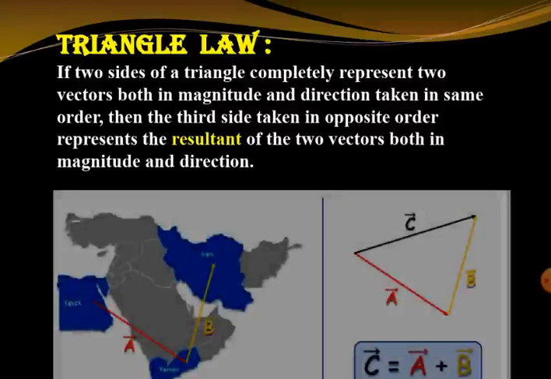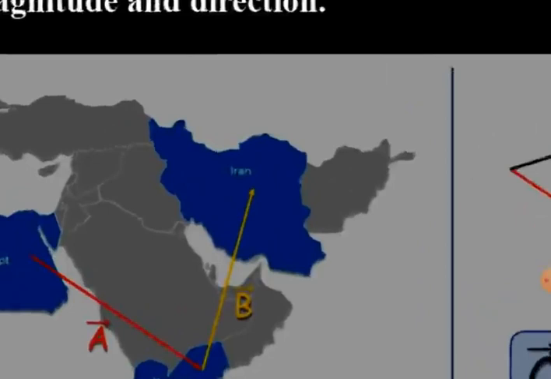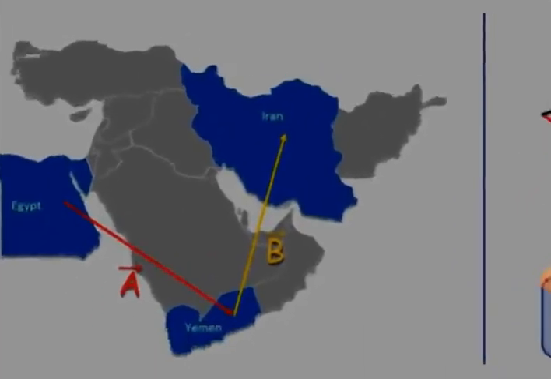Now I am giving you one example. Let's take it in the actual way. Suppose you are trying to travel by aeroplane from Egypt to Yemen, and then from Yemen to Iran. Then we may take the first part, from Egypt to Yemen, as a vector. The direction is from Egypt to Yemen, and that will represent A vector. And the part that moves from Yemen to Iran, let's take that as B vector.